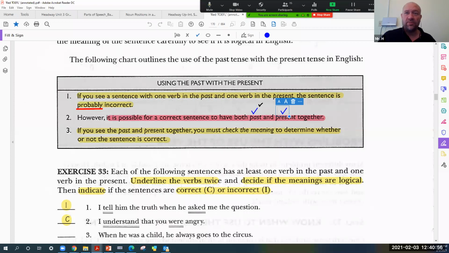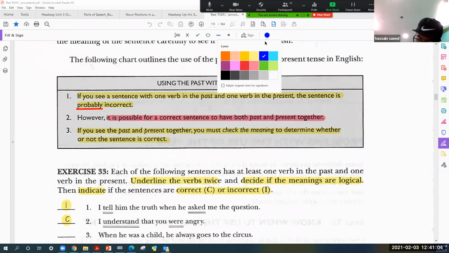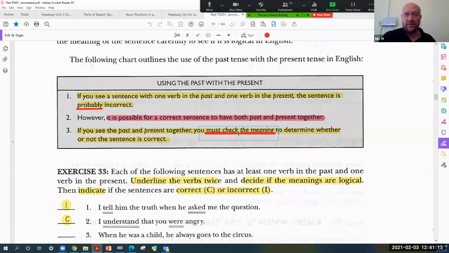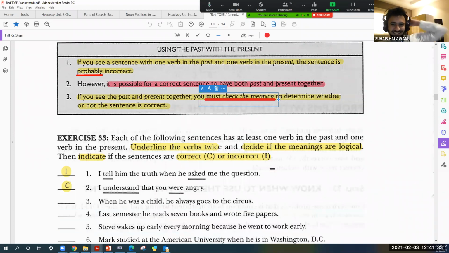Okay, Hussein, number 3. If you see the past and present together, you must check the meaning to determine whether or not the sentence is correct. You must check the meaning, everybody. You must check it, read it, and think. Is it logical? Or is it illogical? Right? All right.